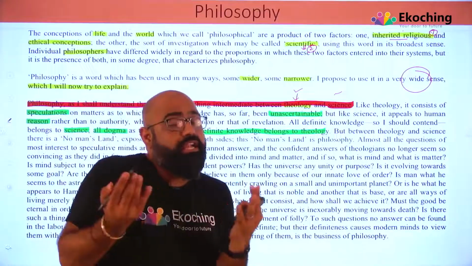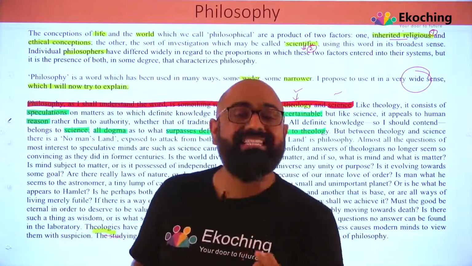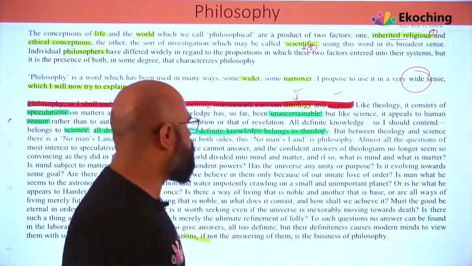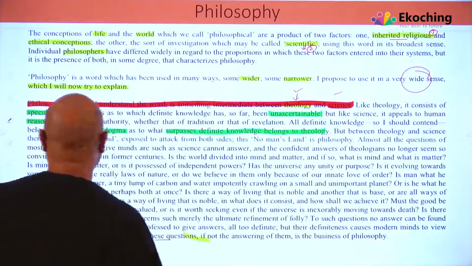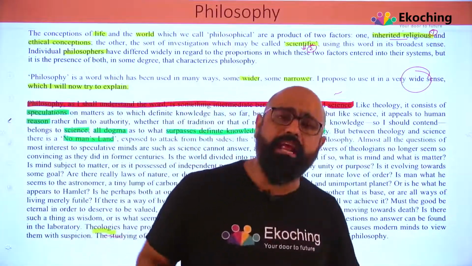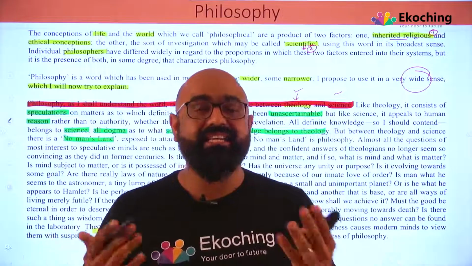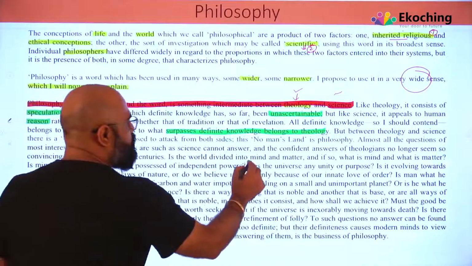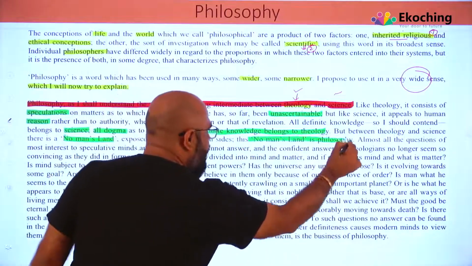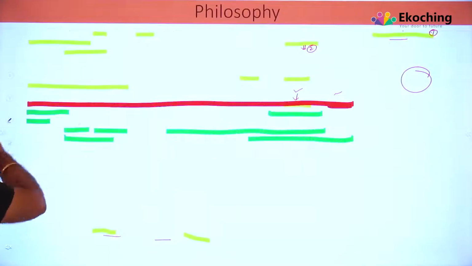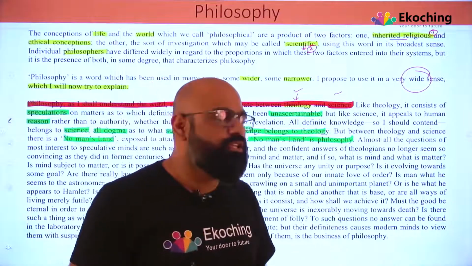So it is very important to know what exactly is the premise and what exactly is the conclusion. We'll talk about this in the verbal logic section, right? But between theology and science, there is a no man's land, and that's what he's trying to explain: between theology and science, there is a no man's land. Exposed to attack from both sides, this no man's land is philosophy. So that's what he's talking about. The area between these two is something which he is calling philosophy.